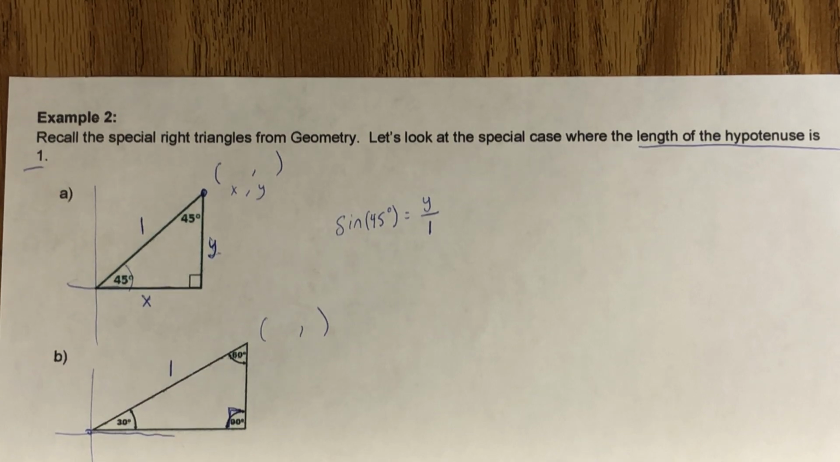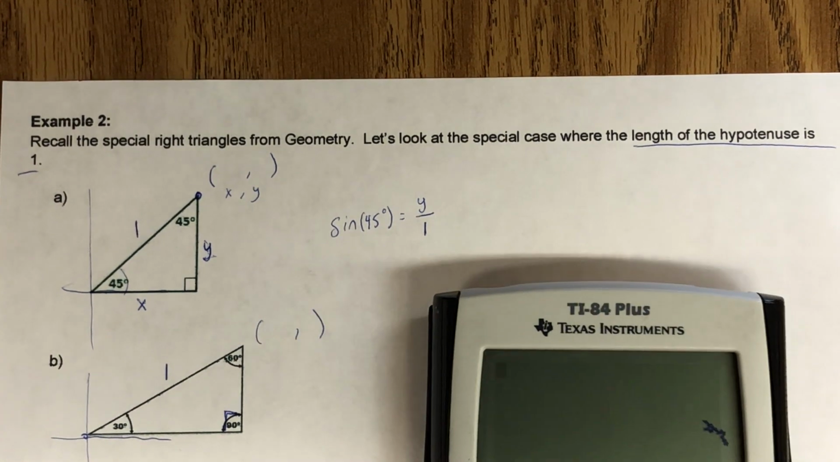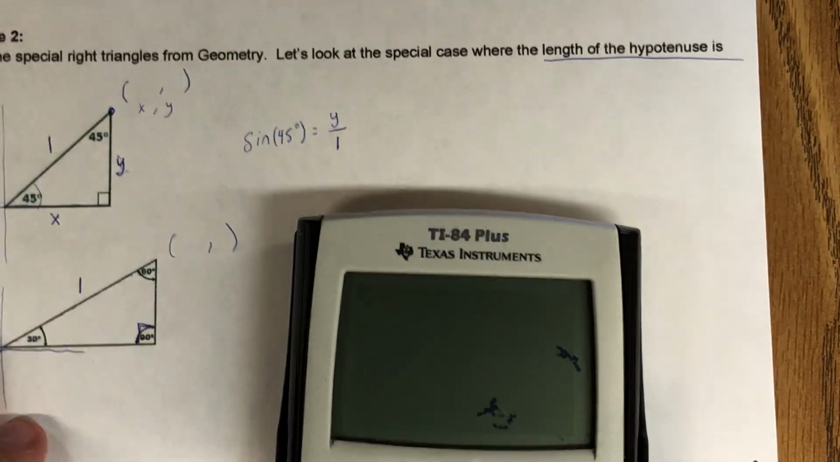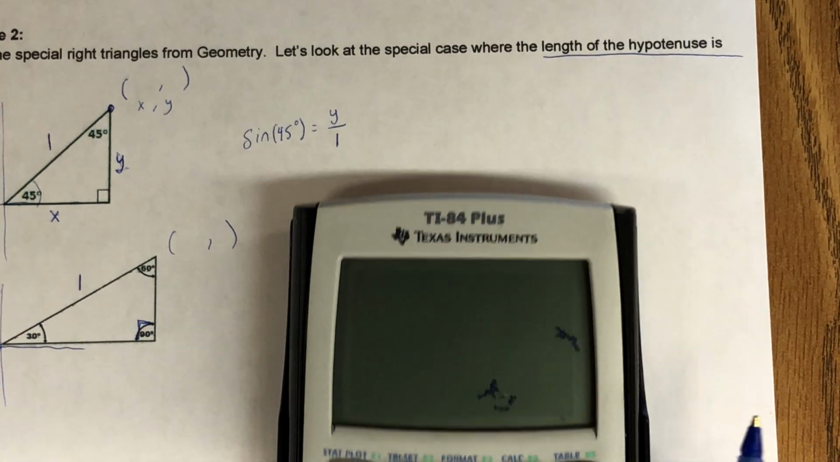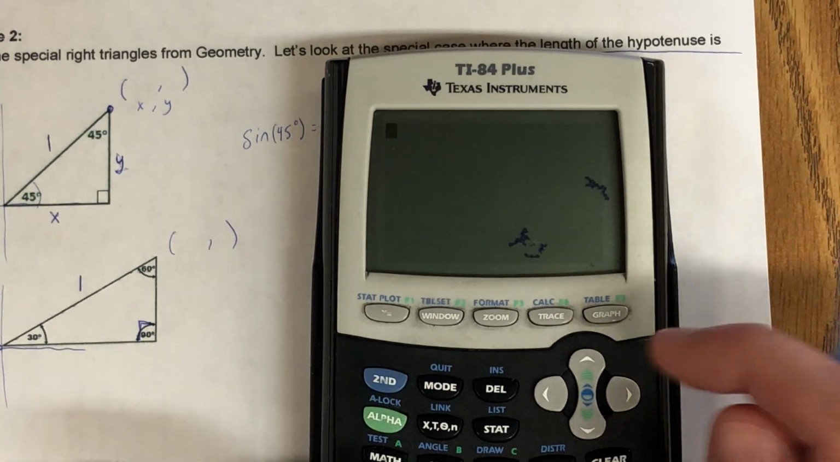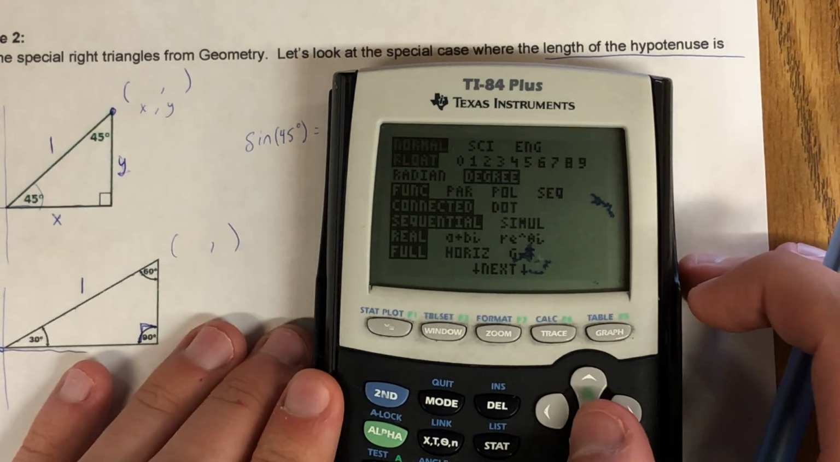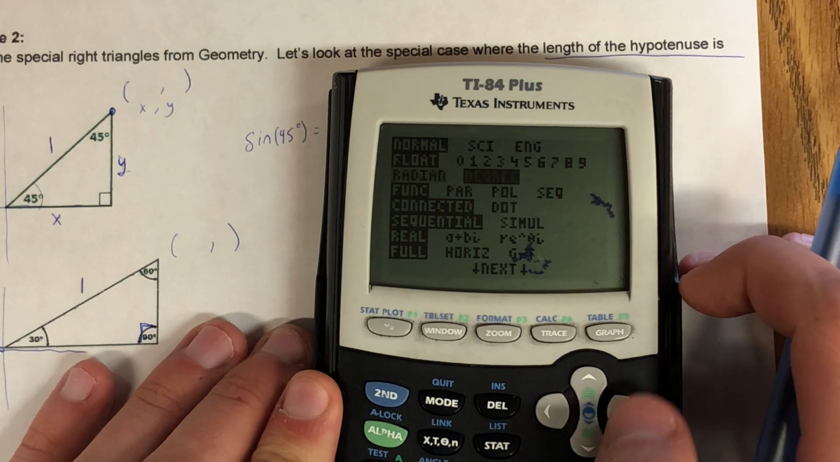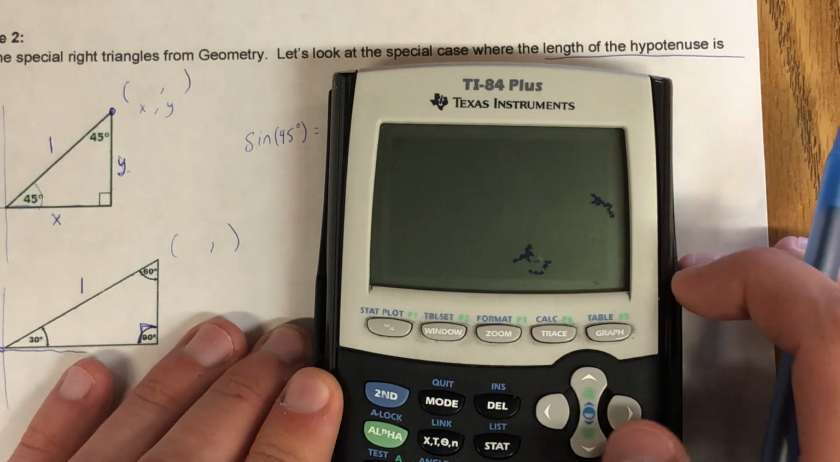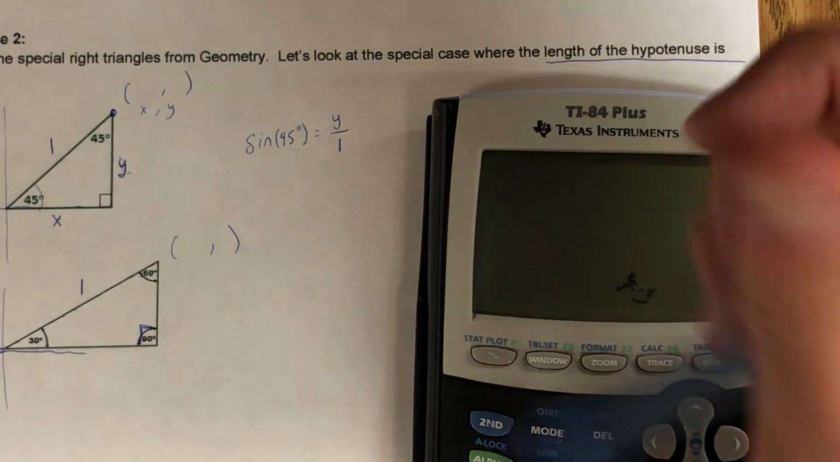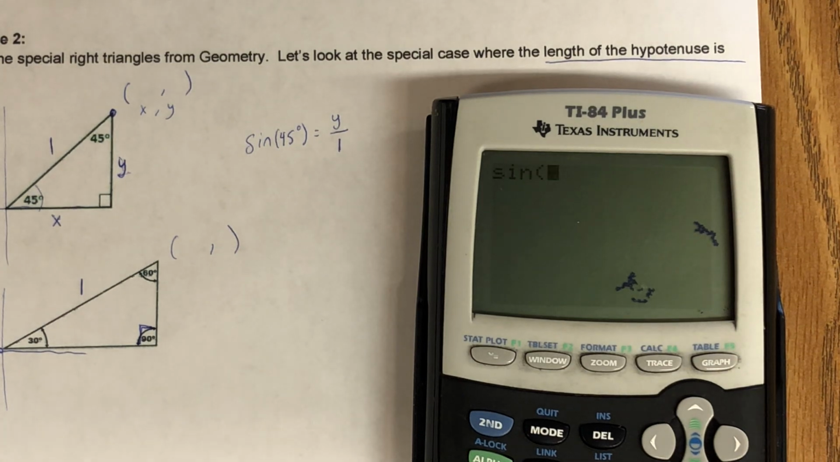Okay, sorry, I had to go grab a calculator. All right, so one thing to note is since we are thinking about 45 degrees, it would be helpful to make sure we're in degree mode. The way we do that is we click mode, and we have radians or degrees, so we're in degrees, so we're good. So y is essentially equal to the sine of 45 degrees.